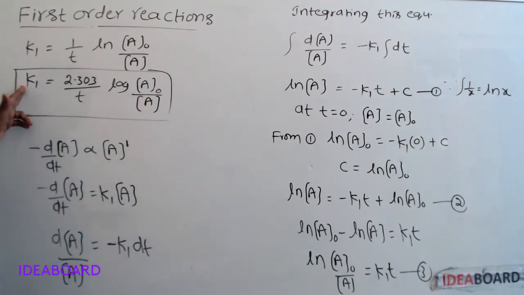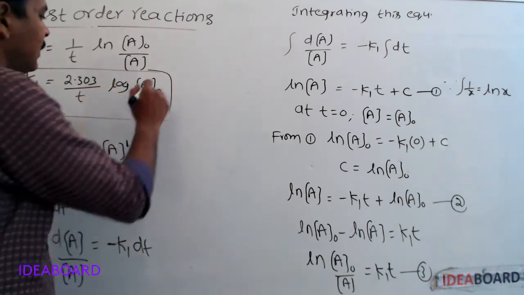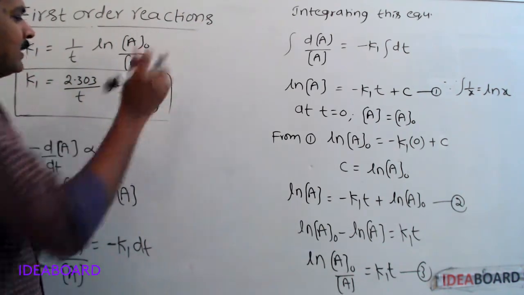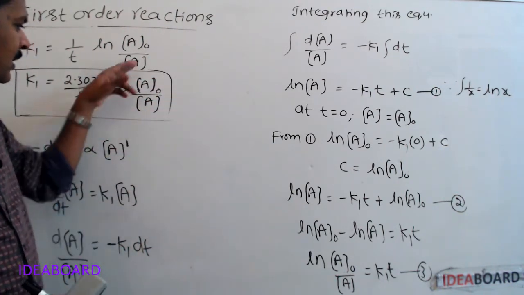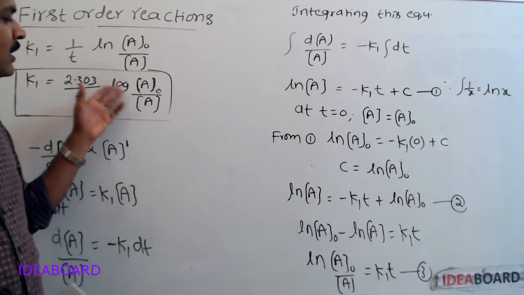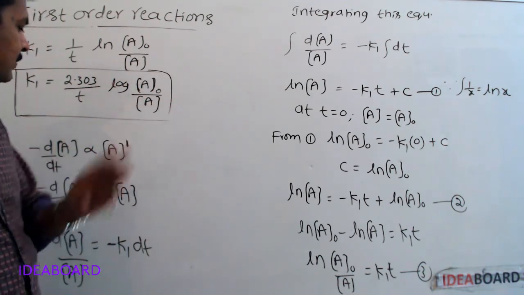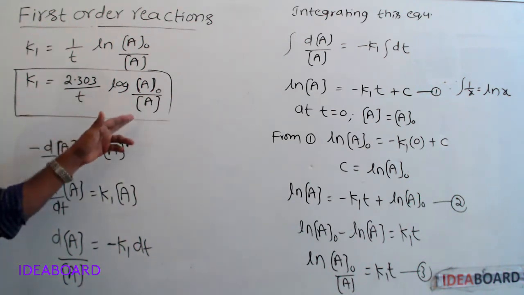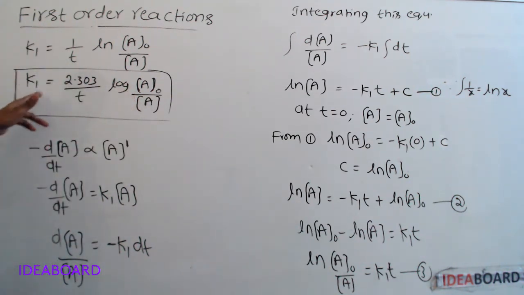Here K1 is the first order reaction rate constant, and t is time. Log of A naught, where A naught is the initial concentration of reactant A, divided by A, the concentration after some time. This is the integrated rate equation for first order reactions: K1 is equal to 2.303 by t log of A naught by A.